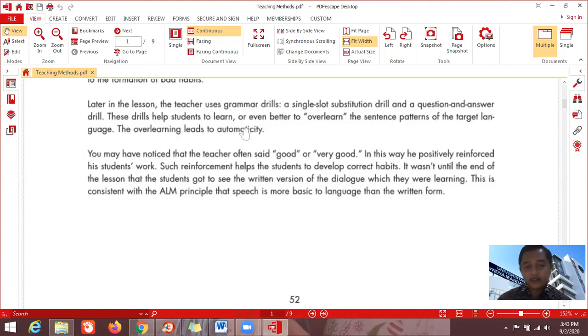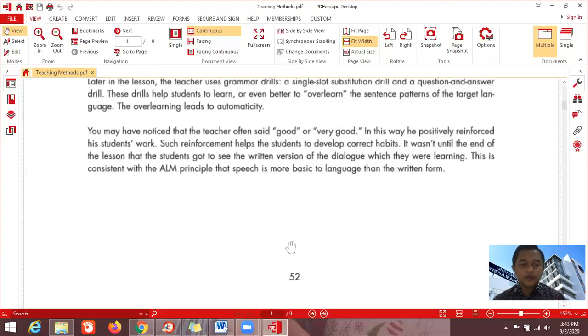And it is believed by those who use this method that it will lead to automaticity. It will be innate to them. It will be learned, strongly rooted, and they will say things automatically. And then this might be the last point about ALM.